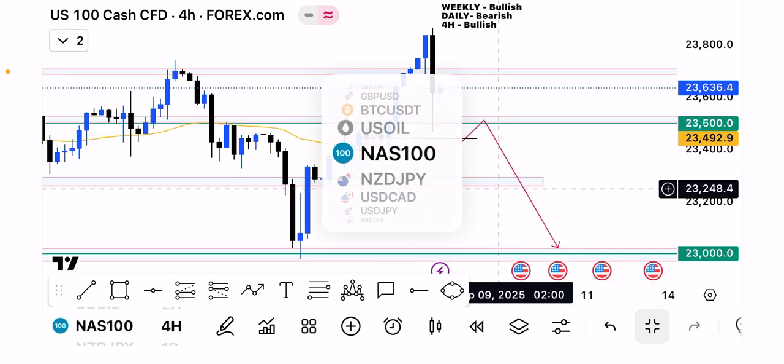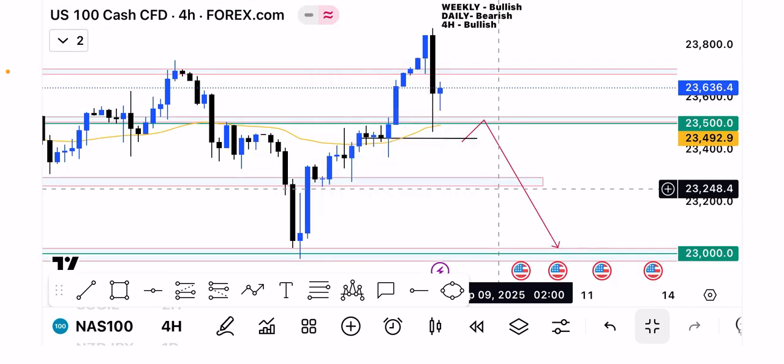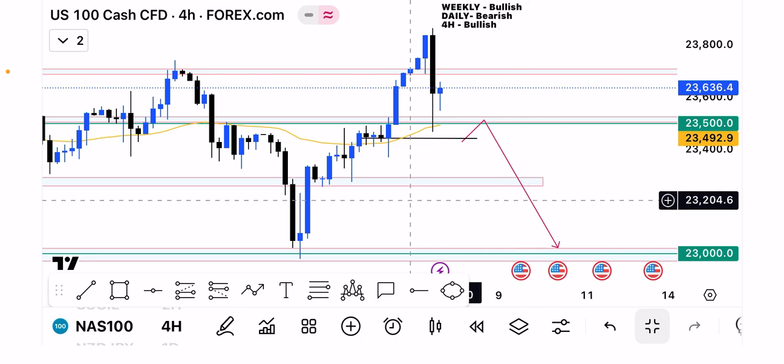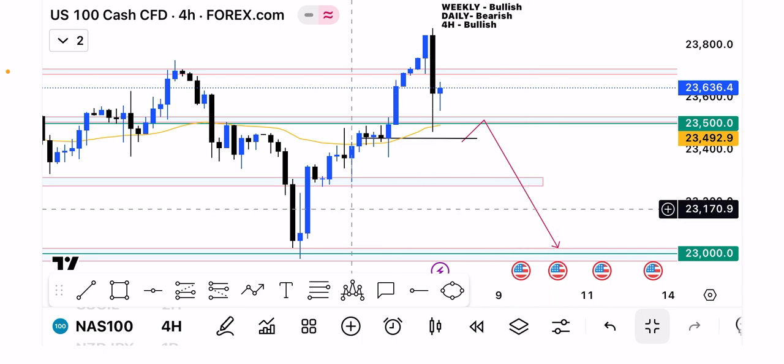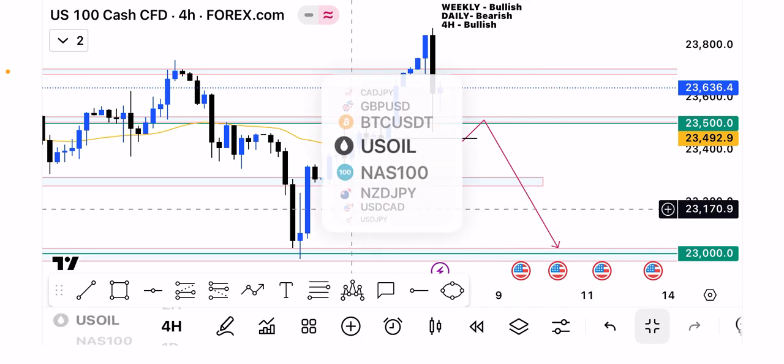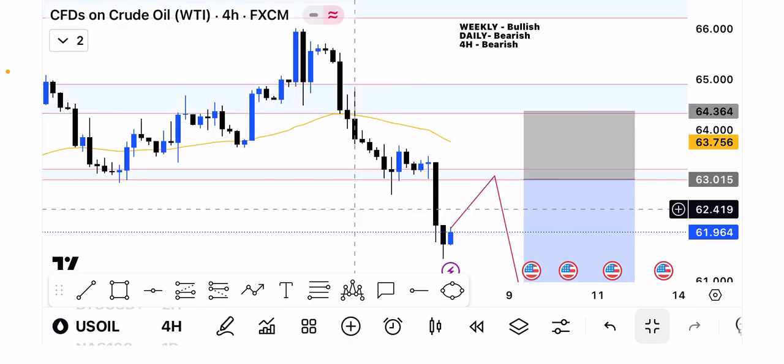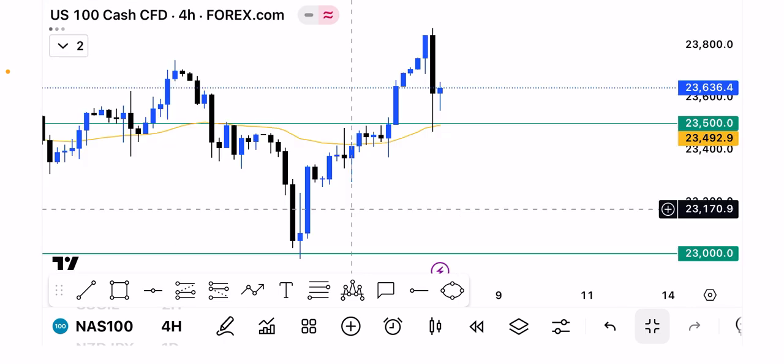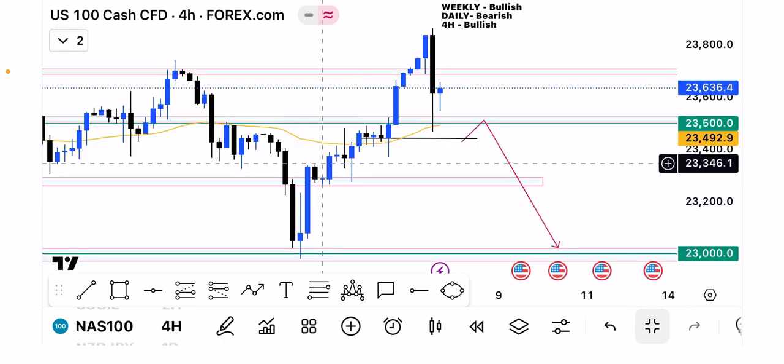So I guess that's all for now. The remaining pairs: Nasdaq, US oil. I'm looking to go short on US oil here. Nasdaq, I'm looking to go short from that zone.